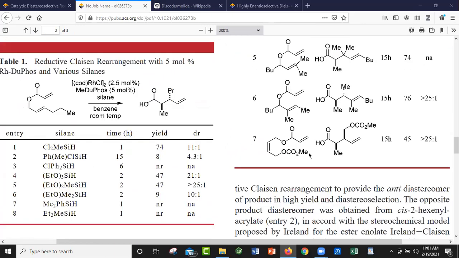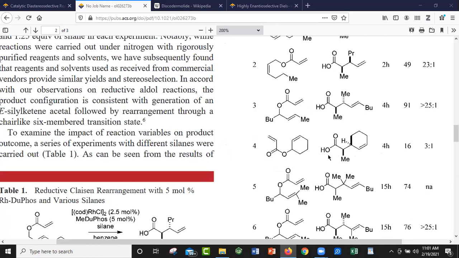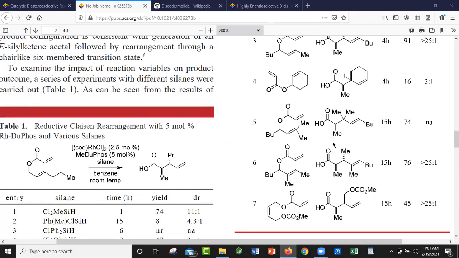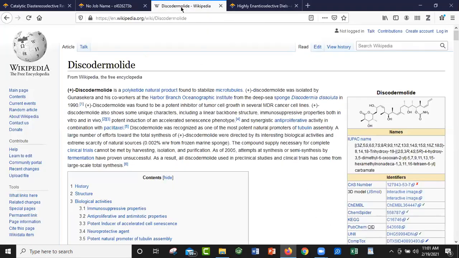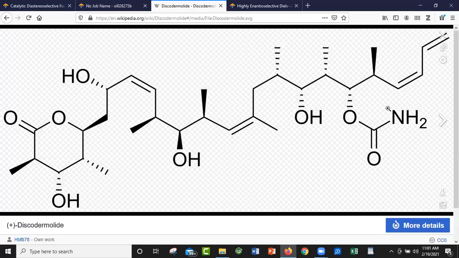And if you look at the products, where they have these stereocenters set back to back like this, you wonder why that's important. Well, these are precursors to other types of compounds. One of the compounds that you could potentially think of this type of technology being used for is a total synthesis of something like discodermolide, which is an anti-cancer molecule.